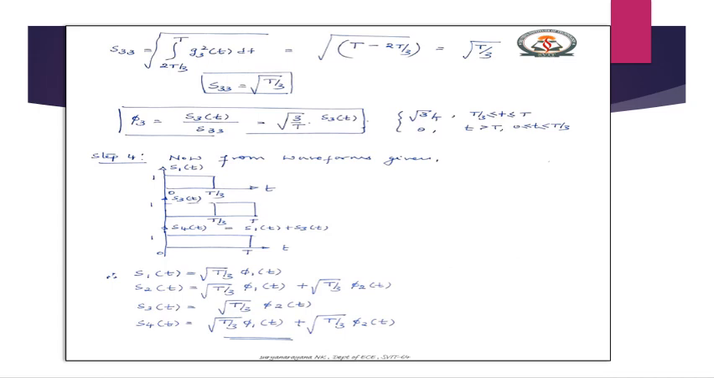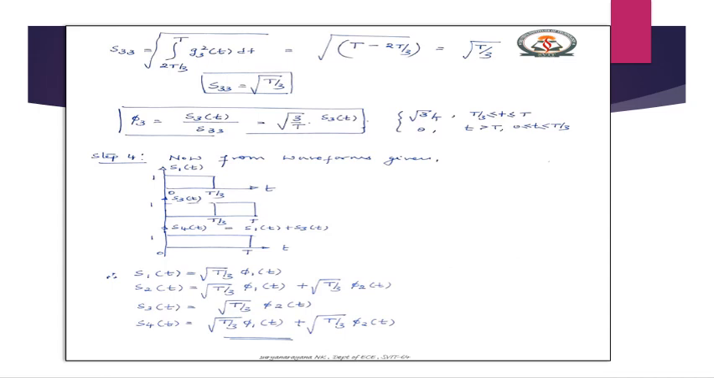We already know that phi 3 of t can be written as s3 of t divided by s33. When we substitute the same value here, phi 3 of t will be defined as root of 3 by T into s3 of t. That is, s3 of t is equal to 1 with the given waveform in the given question. So the s3 of t value will be equal to 1 with the respective limits. Therefore phi 3 of t is defined as root 3 by T when t ranges from T by 3 to T, and 0 otherwise.